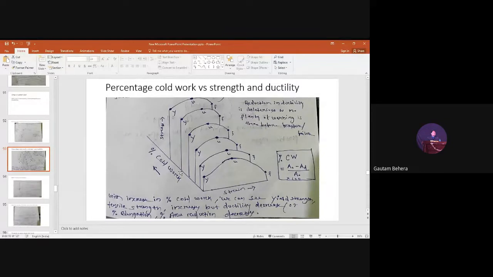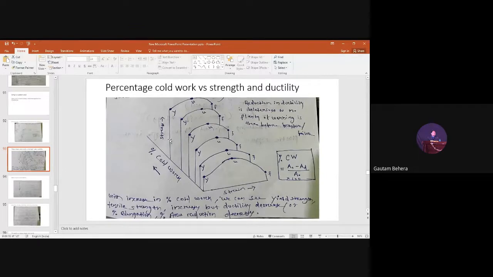So this axis is showing you percentage cold work. This is the direction of percentage cold work. Percentage cold work means initial cross-sectional area minus final cross-sectional area divided by initial cross-sectional area into 100. This is kind of percentage reduction: higher cross-sectional area minus lower cross-sectional area divided by higher cross-sectional area into 100. Percentage cold work. And this direction is strain direction.